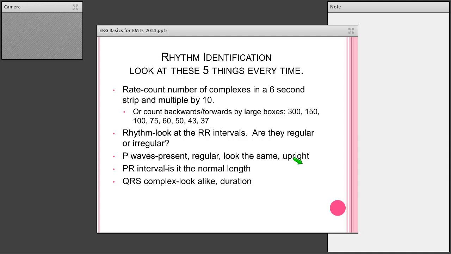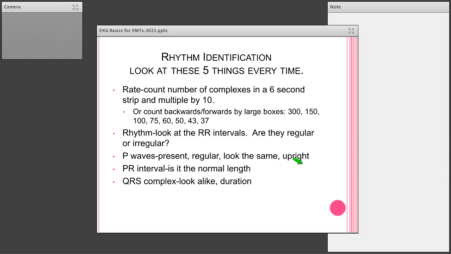The second thing we're going to look at is the rhythm, to determine is it regular or irregular. So we're going from the R part of the QRS complex to the next R of the QRS complex throughout the strip to determine if it is regular or not. We'll come back to these things.